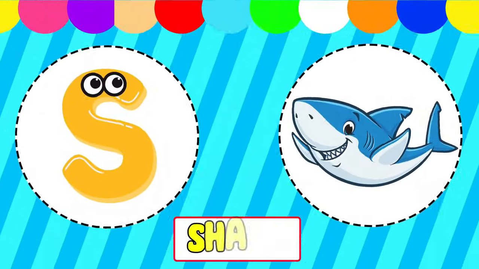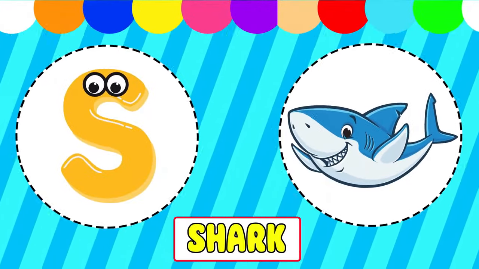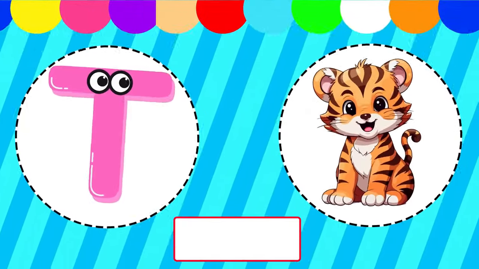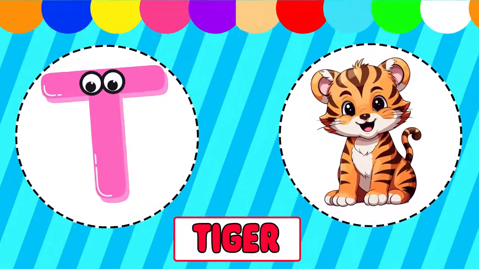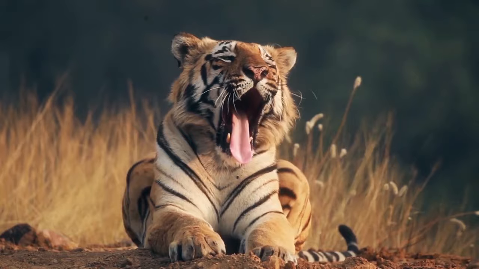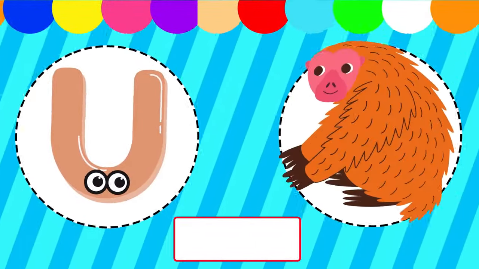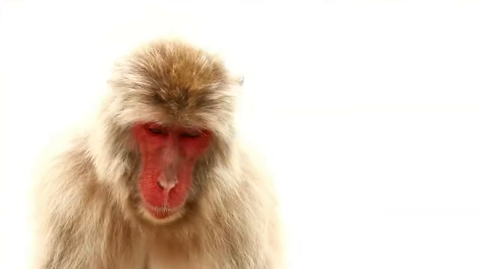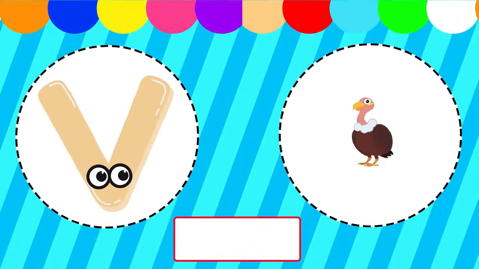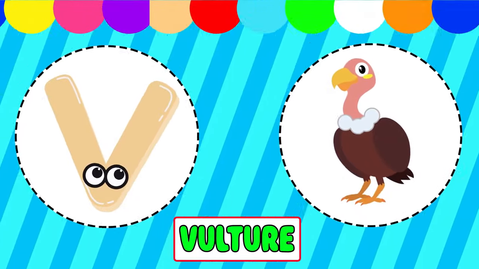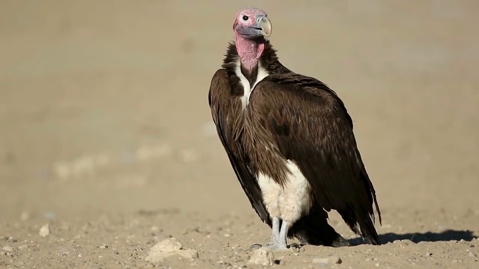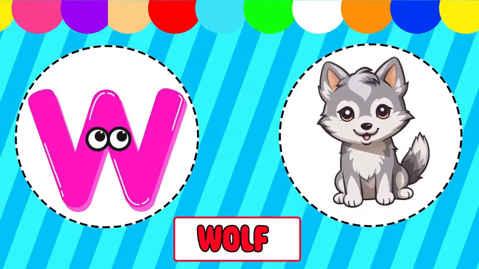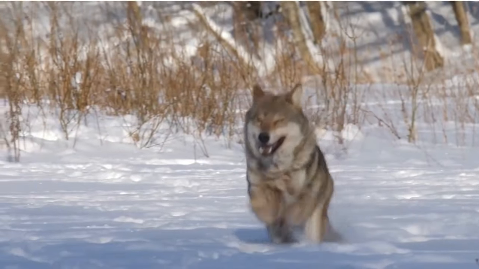S. S for shark. Shark. T. T for tiger. Tiger. U. U for okapi. Okapi. V. V for vulture. Vulture. W. W for wolf. Wolf.